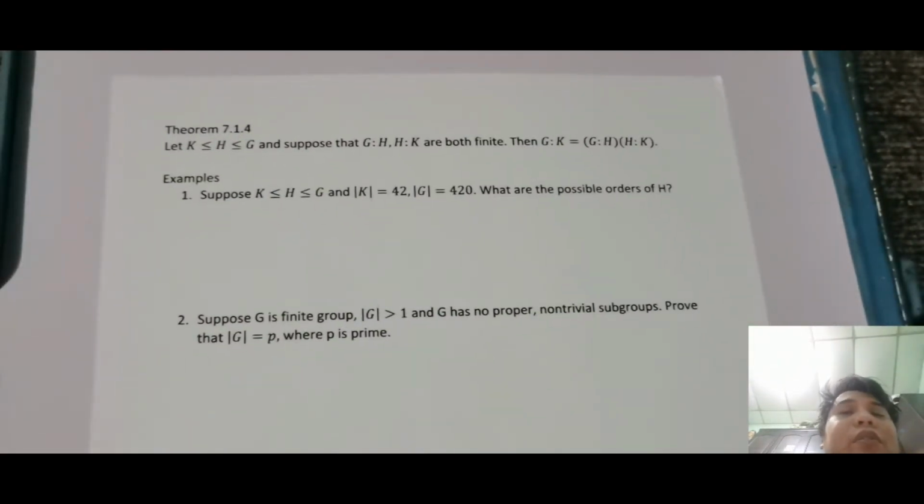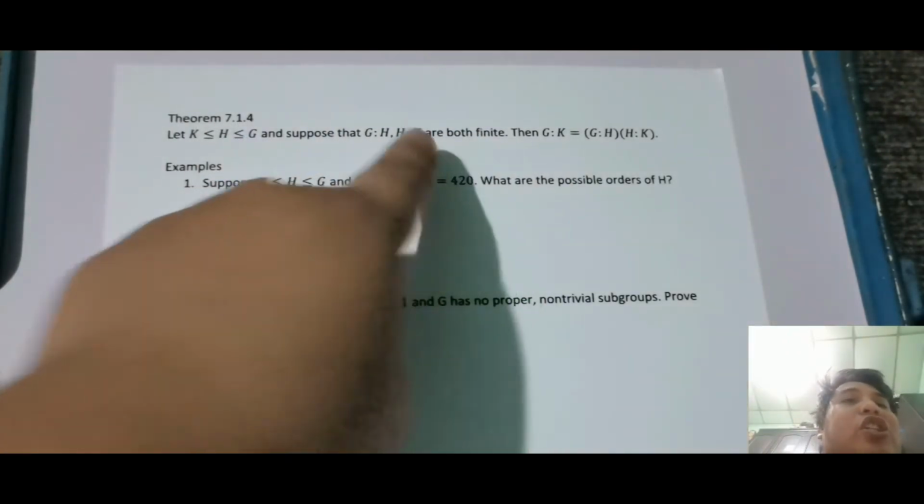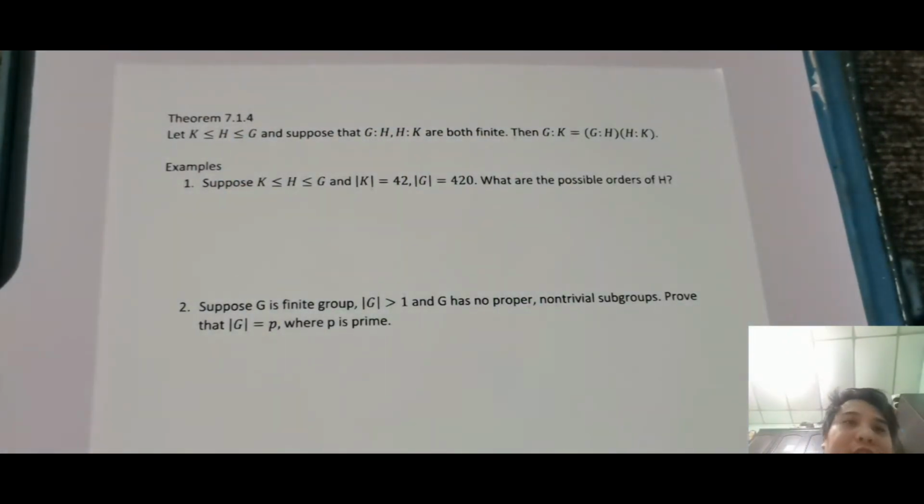Okay, so, theorem 7.1.4. So, extend natin yung pagiging index niya. So, if K is a subgroup of H and a subgroup of G. So, again, si K subgroup ni H. Si H subgroup ni G. Obviously, si K subgroup din ni G yan by transitivity. Okay? And suppose that the index of H in G and the index of K in H are both finite. Again, the index of H in G, the index of K in H are both finite. So, meaning nag-e-exist. Okay, at the same time, hindi sila infinity.